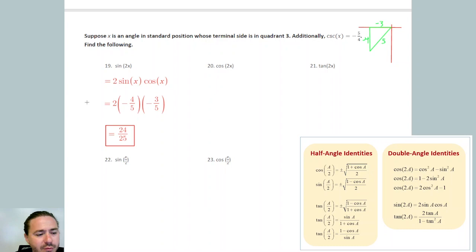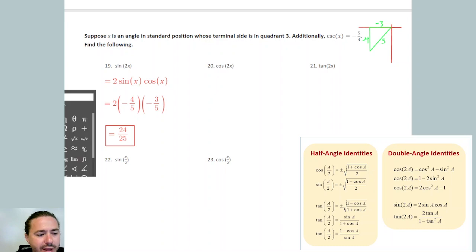Cosine of 2x, with the cosine double angle formula, we've got a couple options. You can see we've got three options over there. It doesn't really matter which one you pick, so you just pick one. I'll just pick the first one, just for fun. Okay, cosine squared x minus sine squared x. Again, you don't have to do that. You could do one of the other two, but they'll all work. They'll all equal the same.